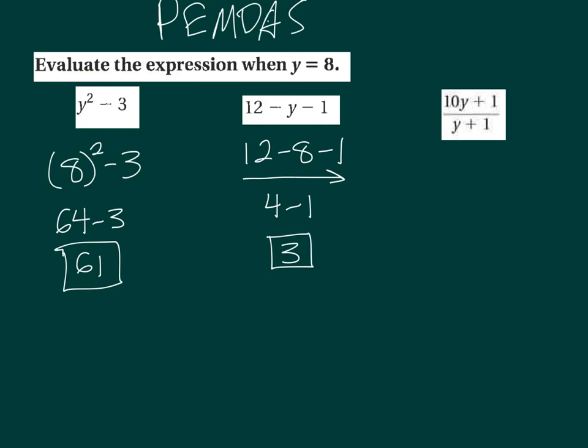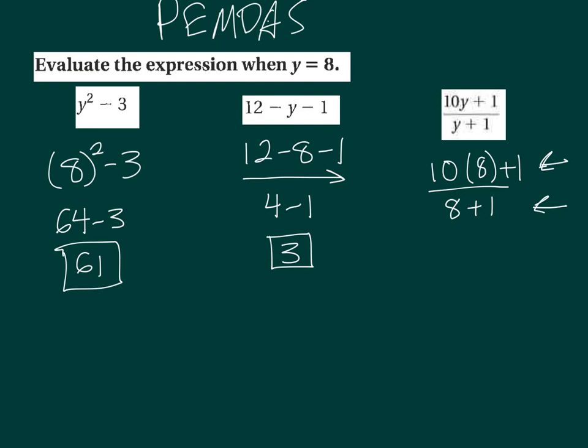Now, my last problem here is a little trickier because it's written as a fraction. So when I substitute, I'm just going to make sure I put my 8 in for both y's. So we've got 10. That says 10 times y plus 1, so it's going to be 10 times 8 plus 1. And in the denominator, we have 8 plus 1. When we're working with an expression that's written as a fraction, we want to do the numerator and the denominator separately. So we're going to do one first and then the other.